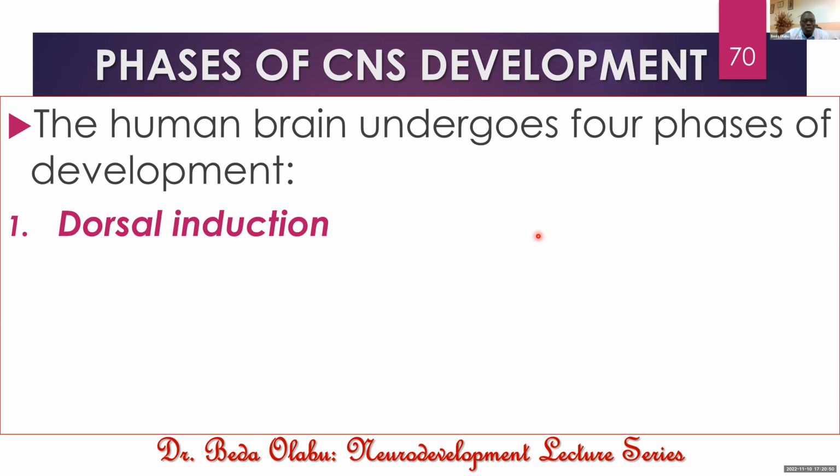After the neurotube has been formed, we have the phase of ventral induction. The phase of ventral induction is a phase of formation of the vesicles of the brain that lead to the segmentation and cleavage of the brain. So we have the primary brain vesicles forming, and then secondary brain vesicles forming, as I've outlined. And remember, the telencephalon even has right and left vesicles. That is what we call cleavage, separation of the right and the left hemispheres.